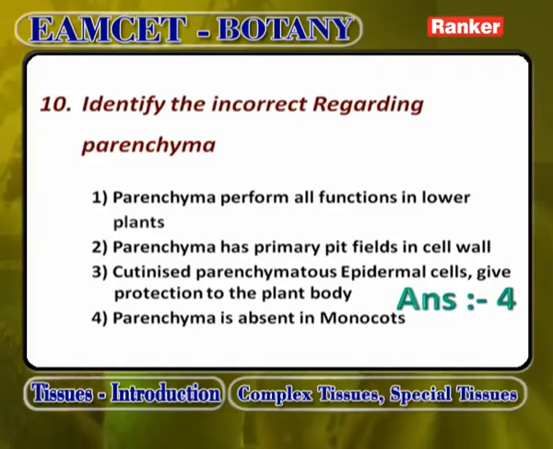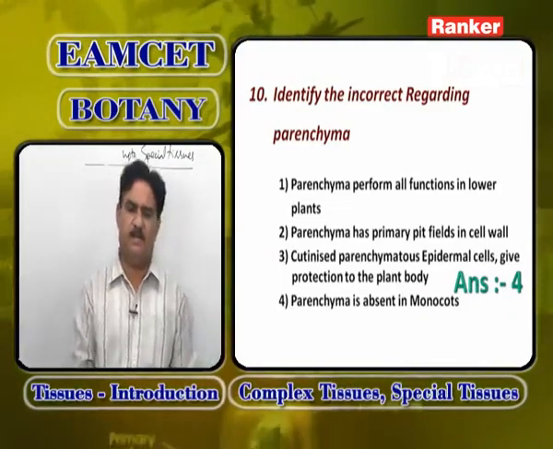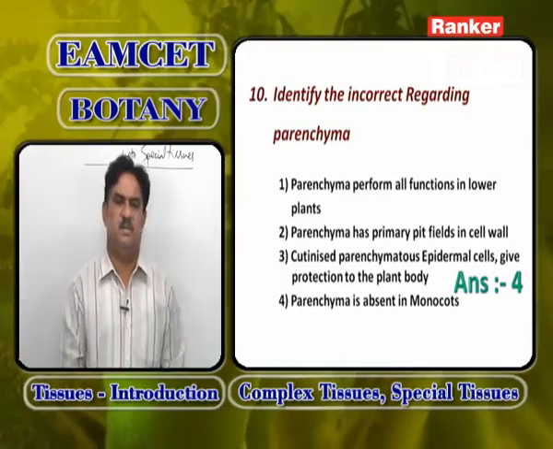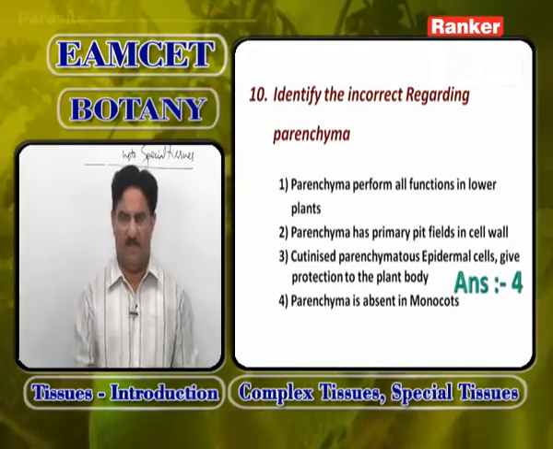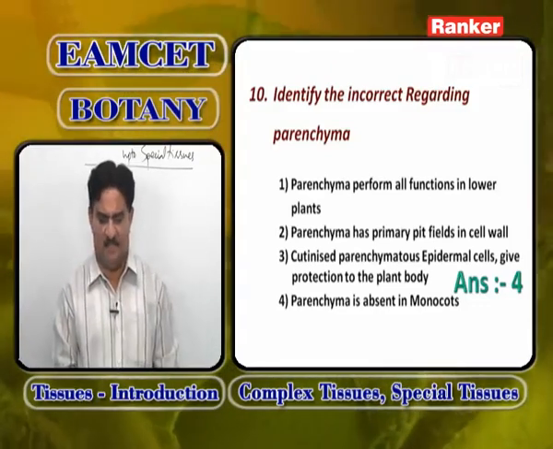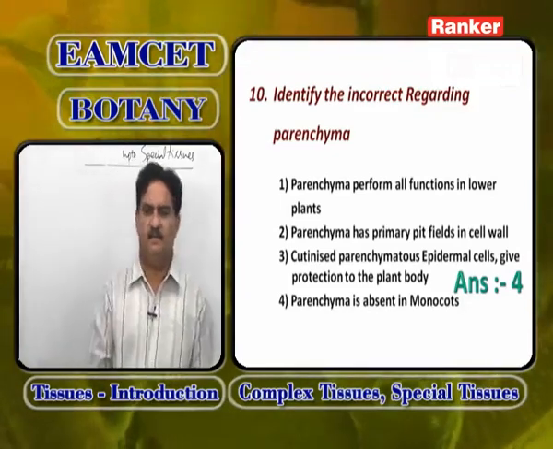Cutinized parenchymatous epidermal cells give protection to plant body. Cutinized parenchymatous epidermal cell means an epidermal cell surrounded by cuticle. So this definitely gives protection to the plant body. It is also correct. Parenchyma is absent in monocots is wrong. Parenchyma is present in monocots also. Why? Because in monocot stem, the total inner ground tissue is made up of parenchyma. In monocot root, a very well developed medulla is present at the center. So the incorrect statement regarding parenchyma is that it is absent in monocots.